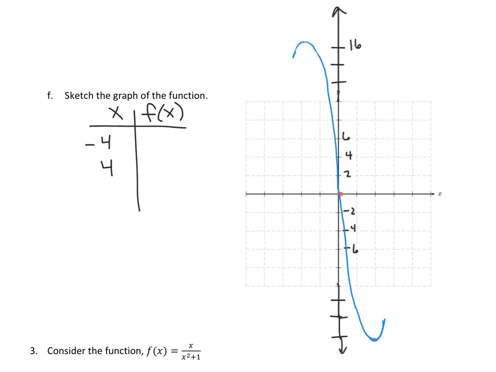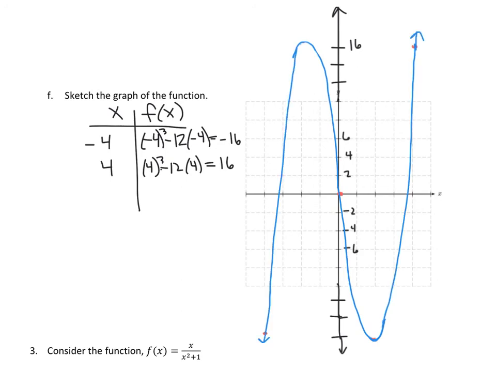If we plug those into our original function, we take negative 4 cubed minus 12 times negative 4, and we end up with negative 16. If we plug positive 4 into the original function, we have 4 cubed minus 12 times 4, which gives us a positive 16. So here are two additional points that can help us with graphing. I can plot the point (negative 4, negative 16), and then (positive 4, positive 16), and then connect our graph through those points. And there's our graph of our function.